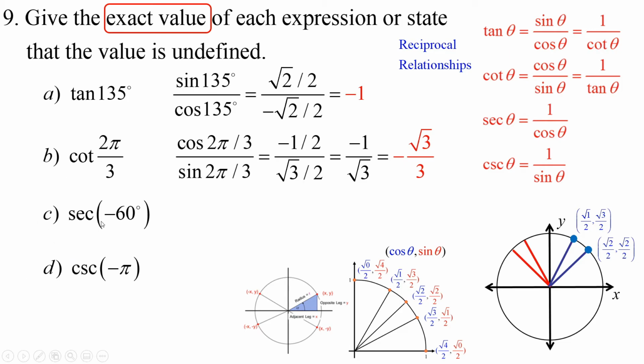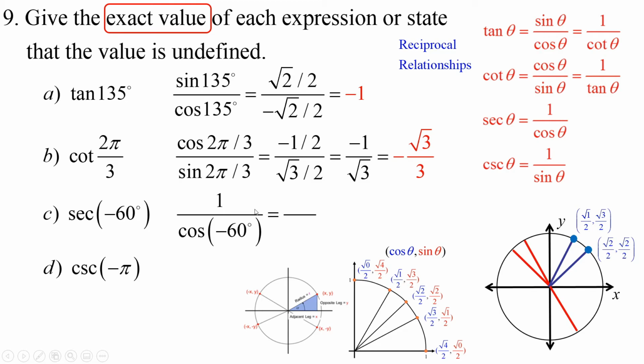Now, secant of negative 60 degrees. Well, secant is 1 over cosine. So 1 over cosine of negative 60 degrees. Okay, well, here's the terminal ray for 60 degrees. Negative 60 degrees is going to be down here. There you go. All right, now think about this.